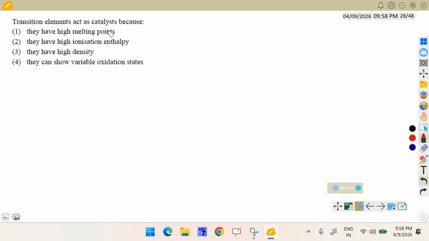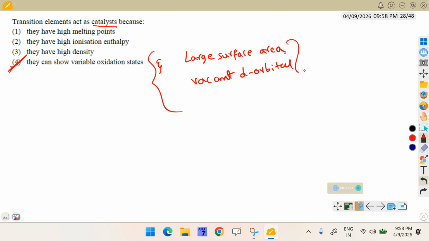Transition elements act as catalysts because they can show variable oxidation states. One more reason is that they provide a large surface area. And one more suitable reason is that they have vacant d orbitals. Okay, according to the given options, the fourth option is the correct option.